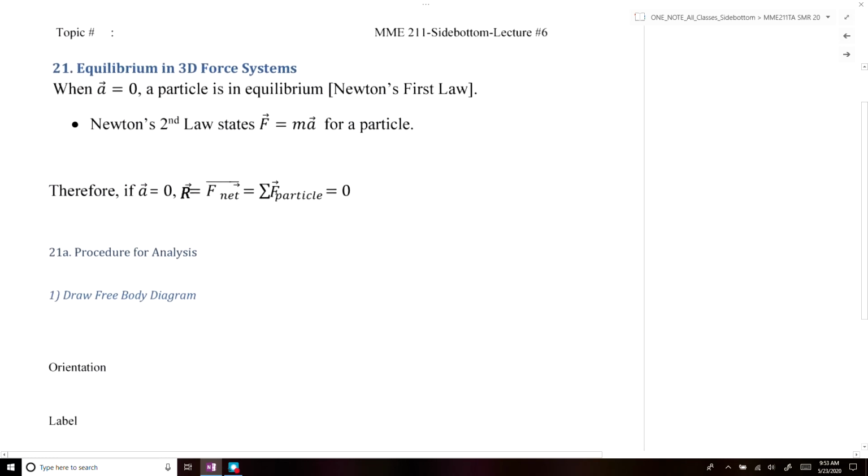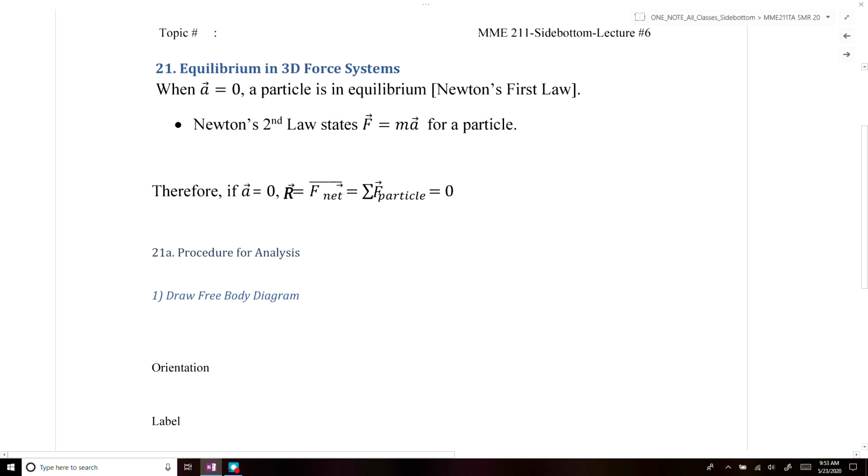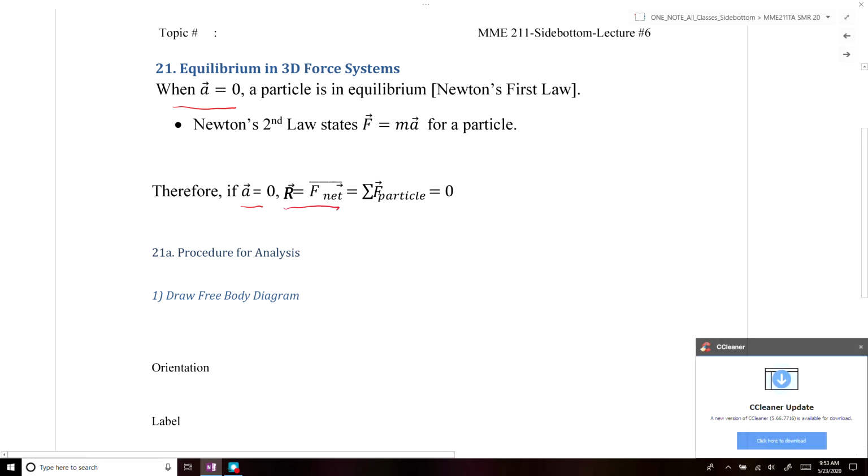Alright, so in this video we're going to discuss the equilibrium condition for 3D force systems on a particle. When the acceleration on a particle is equal to 0, the particle is in equilibrium. We know that from Newton's first law. Newton's second law states that the force on any body is proportional to its mass times its acceleration. So if its acceleration is 0, the resultant force or the net force on the particle must also be equal to 0.